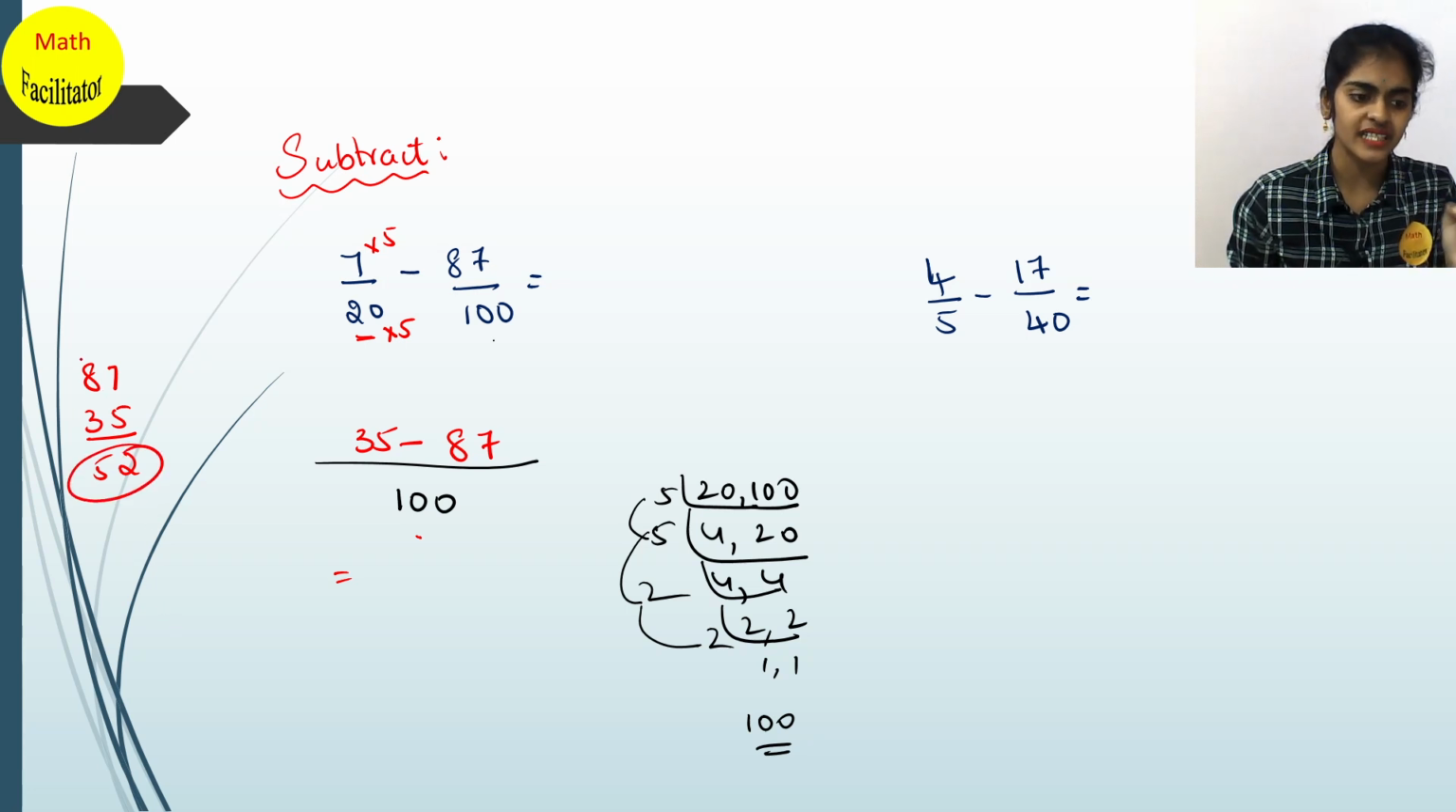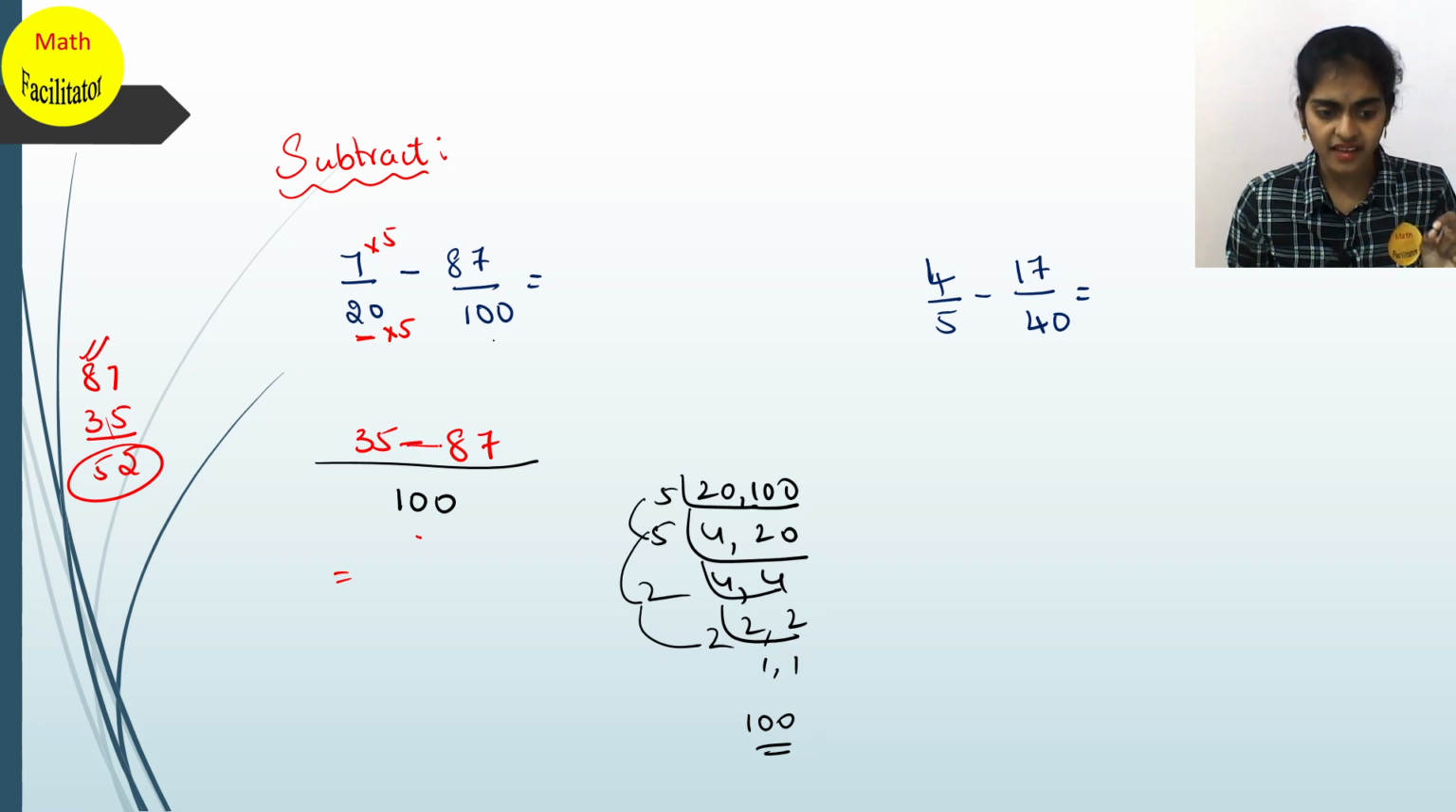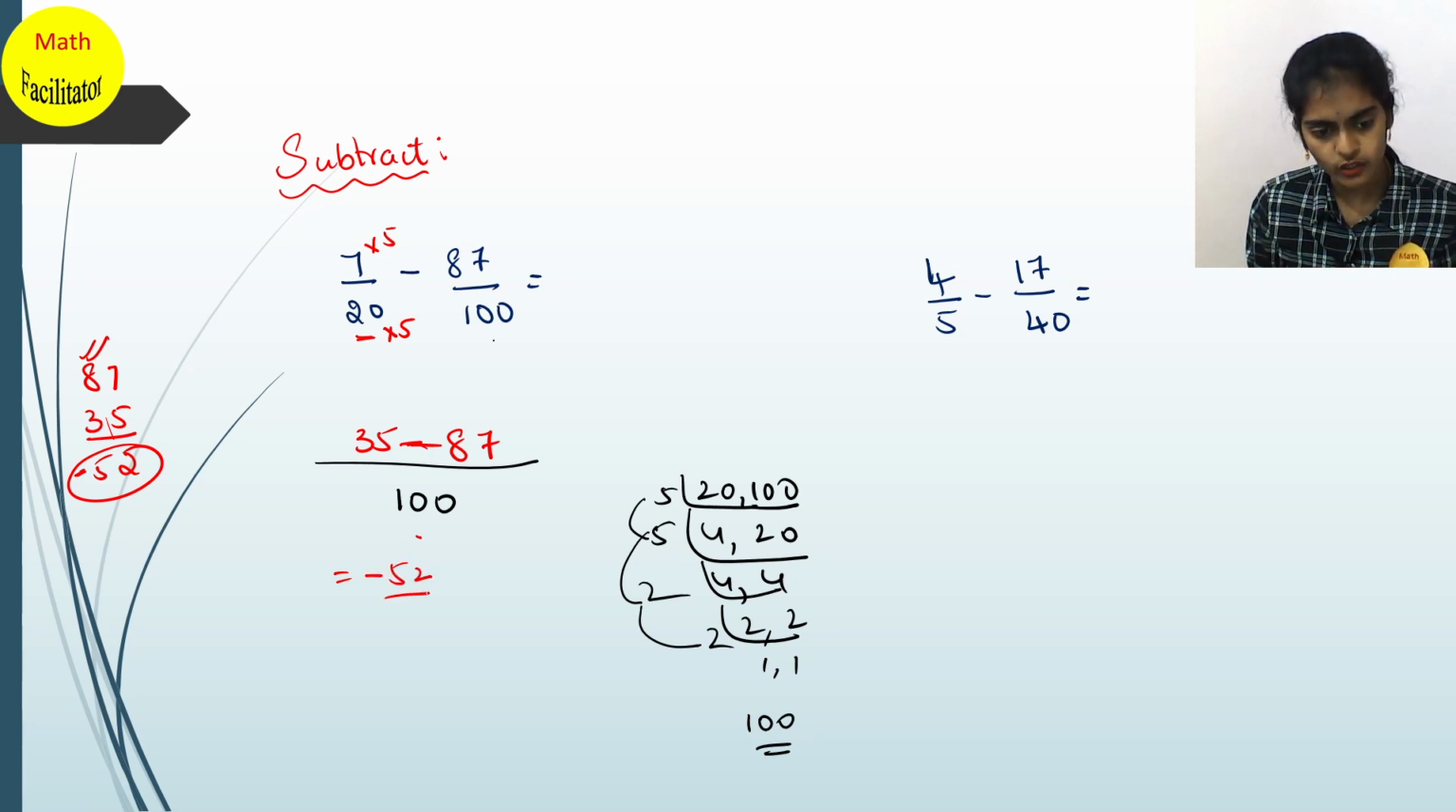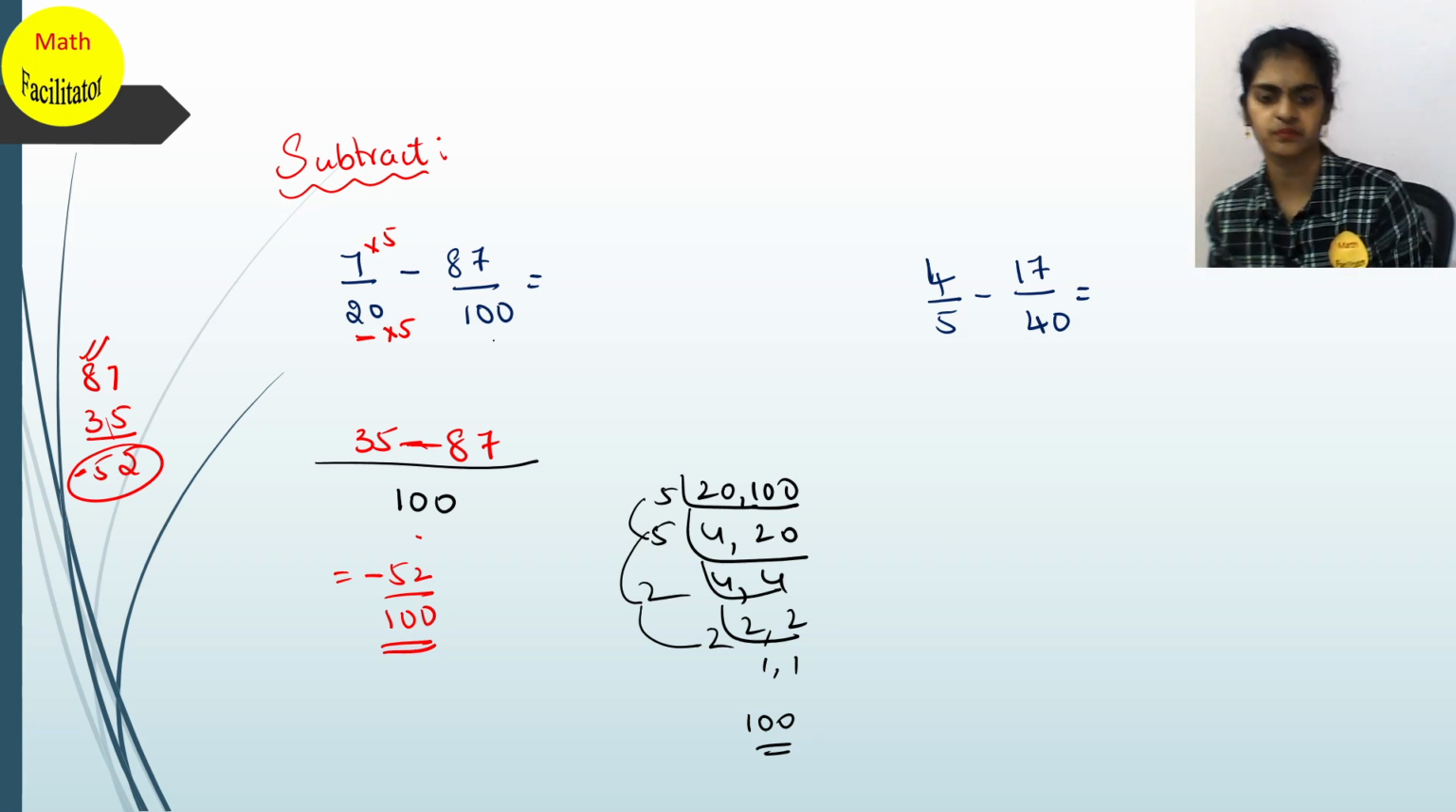Whichever is the bigger number. Here, what is the bigger number? 87 is the bigger number. What is the sign? 87 has a negative sign, so the answer also should have a negative sign. Clear with this? So minus 52 divided by 100 is the final answer.